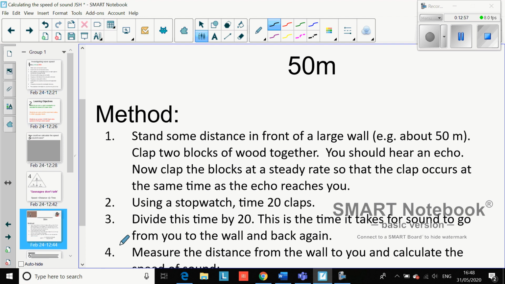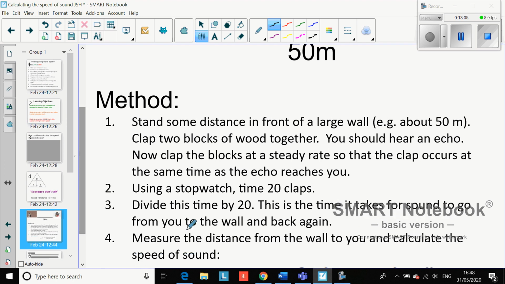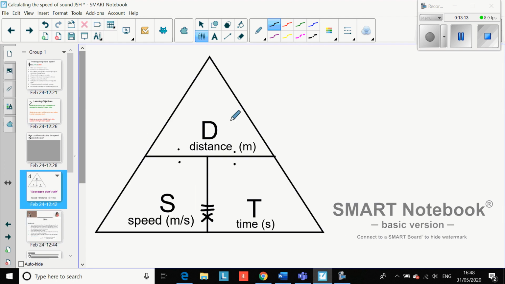And that's hopefully, well, if it was say 10 meters there, 10 meters back, so 20 meters. What you then do is measure the distance from the wall. Okay, so if you've pre-measured it, that's fine. And then you calculate the speed of the sound, because hopefully you'll know your distance. So again, if you're standing 10 meters back from the wall, 10 meters there, 10 meters back, that's 20 meters. So that's your distance. That's how far the sound traveled. You time how long it took to do 20 claps, and then you divide that number by 20, and that will hopefully give you a fairly accurate answer.